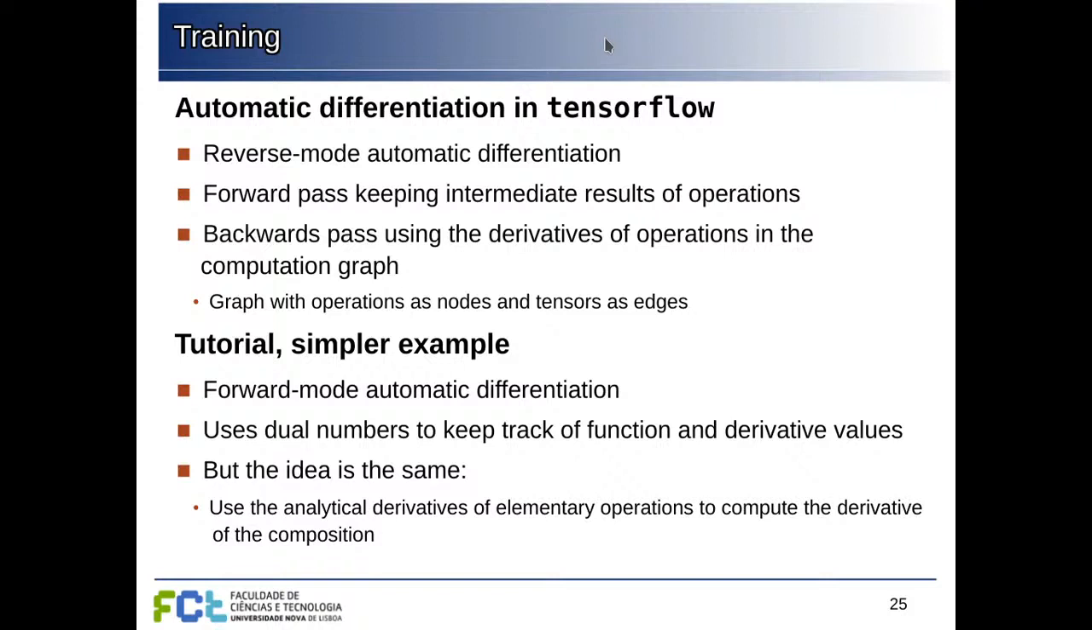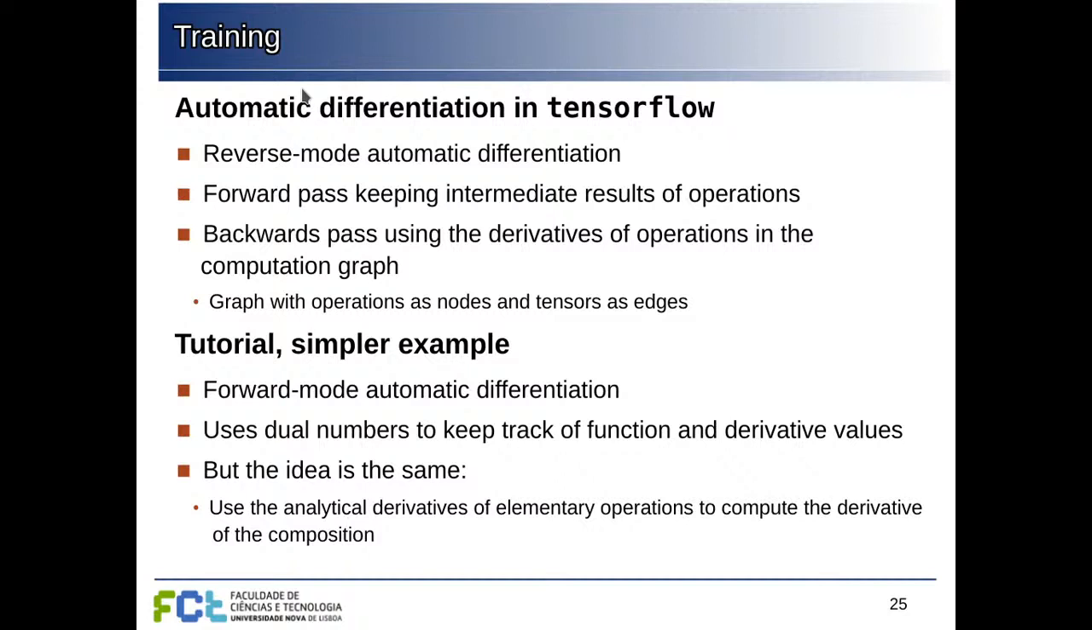So in TensorFlow, this automatic differentiation is implemented in this manner, called reverse mode automatic differentiation, which is the same idea that we saw in backpropagation. We start at the end, and then we chain all the derivatives going back to those variables that we want to compute the derivative with respect to. So basically, we have a first forward pass where all the operations are applied, so the network is activated and the intermediate results of those operations are kept. We know all the activations.